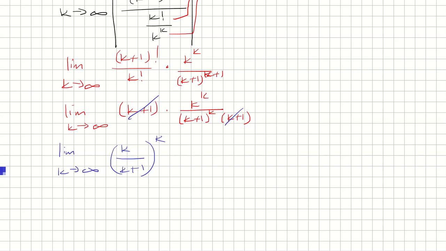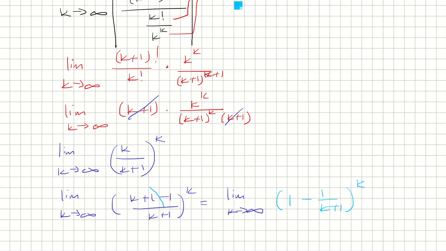So at this point, I'm going to rewrite this as k plus 1 minus 1 over k plus 1, and that's going to be broken up into two fractions. Basically, this will be the cutoff point. So the first fraction will be k plus 1 over k plus 1, which is 1, and then minus 1 over k plus 1 to the kth power.